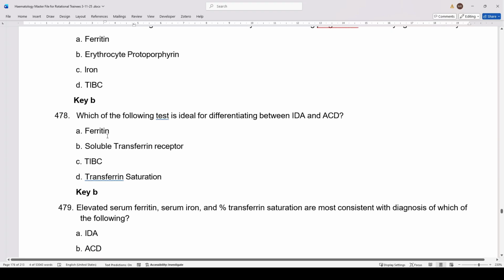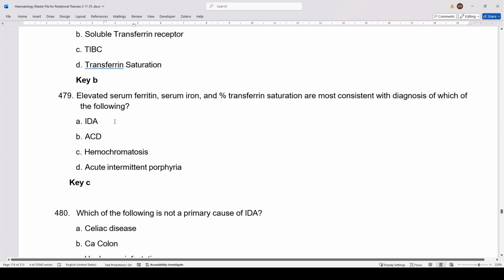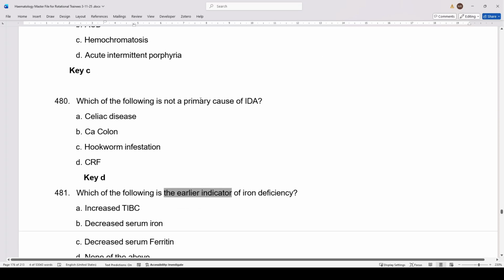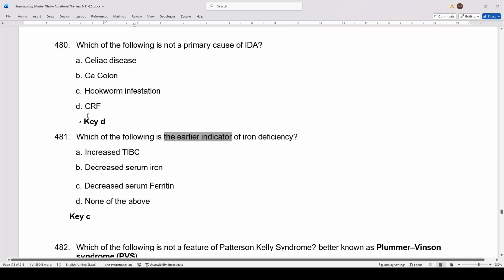Okay, which of the following tests is ideal for differentiating between IDA and ACD? It is soluble transferrin receptor, sTfR. Next, elevated serum ferritin, serum iron, and TSAT are most consistent with when these are all elevated. It will be elevated when there is a lot of iron in your blood. So what is the diagnosis in that case? It is hemochromatosis.